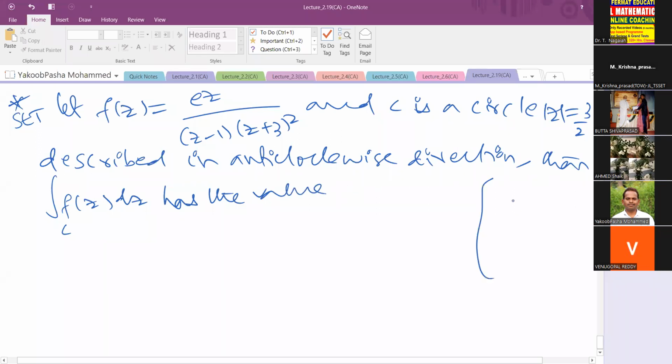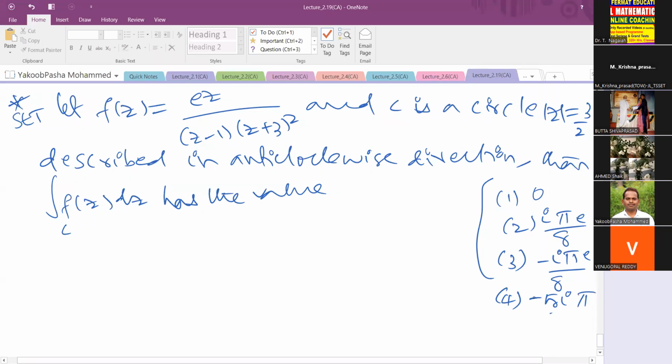First option 0, second option i pi e by 8, third option minus i pi e by 8, and fourth option minus pi i e by 8. These are the four options we have. Okay.